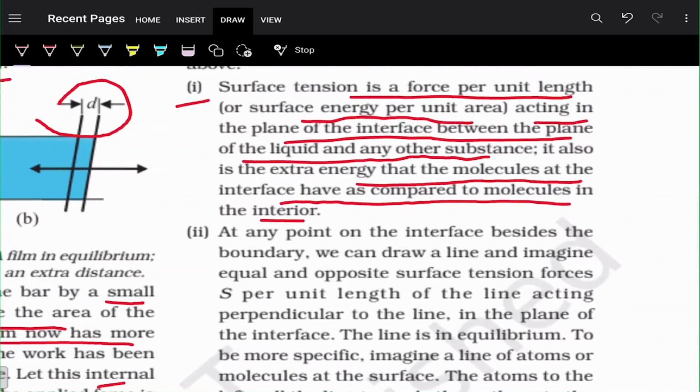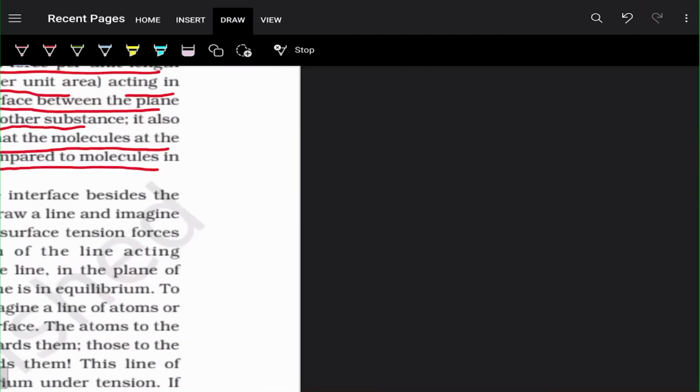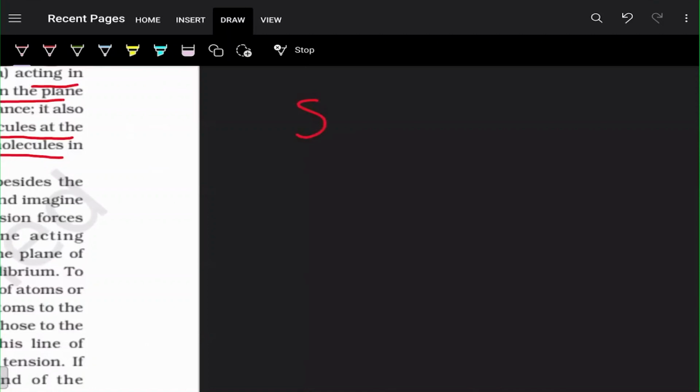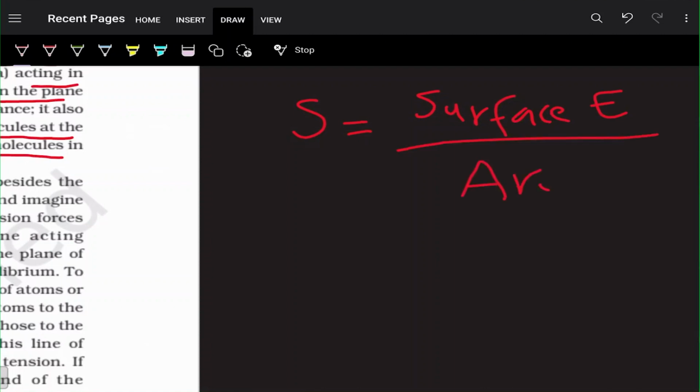Correct. Surface energy per unit area. And the word surface tension is equal to surface energy per unit area.